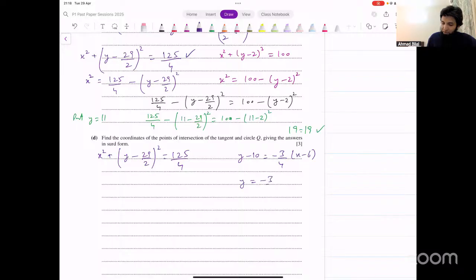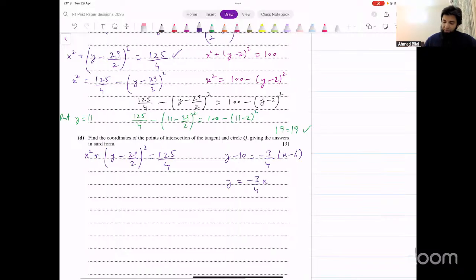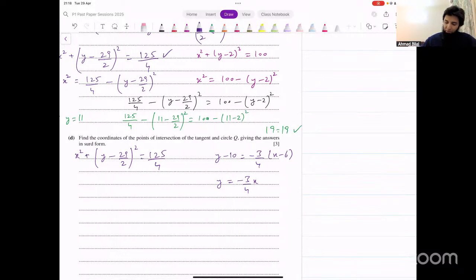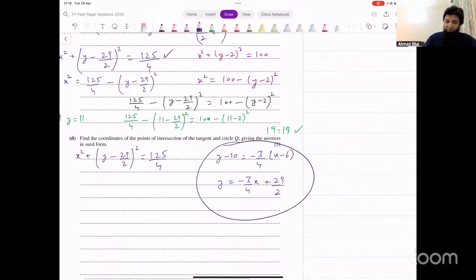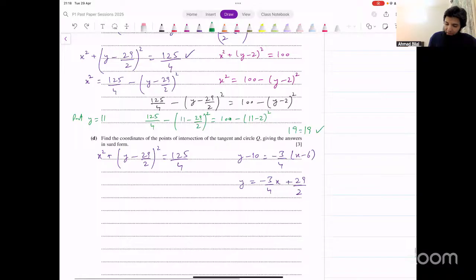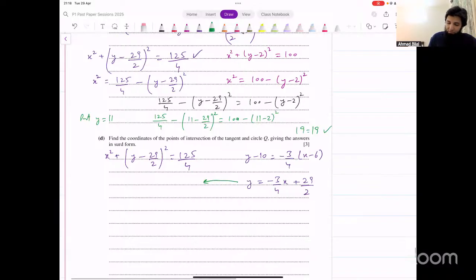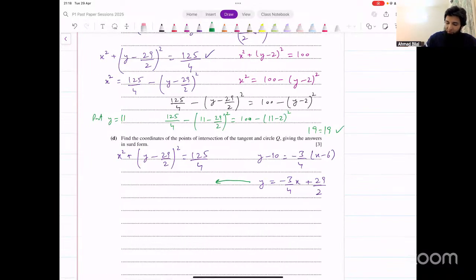y equals minus 3 over 4 times x plus 18 over 4, that's 4.5, plus 10, 29 over 2. Okay, so that's 29 over 2. This is what the equation becomes when we make y the subject. Put that value in the other equation. Put y equals minus 3x over 4 plus 29 over 2 here and see what that gives you.